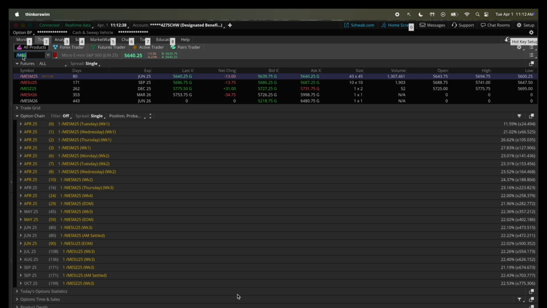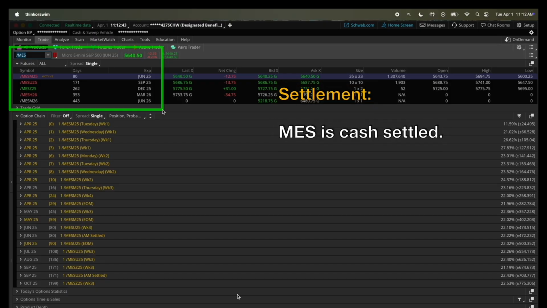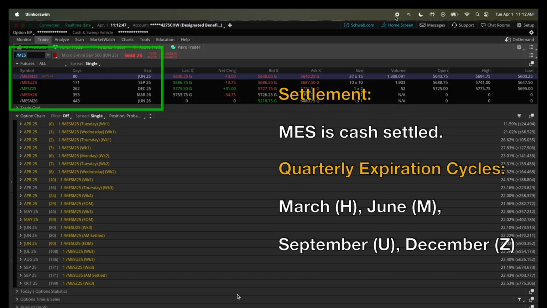Once again, bringing up the /MES futures contract in the trading platform, we can see that the contracts are available in quarterly cycles. March, June, September, and December are listed. And these are denoted by the letters H, M, U, and Z, respectively. Most trading activity typically concentrates in the front month contract. And if we take a look here, we can see that the active contract is highlighted and it has 80 days left until it expires.